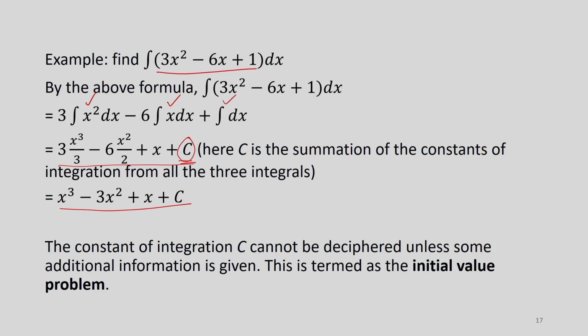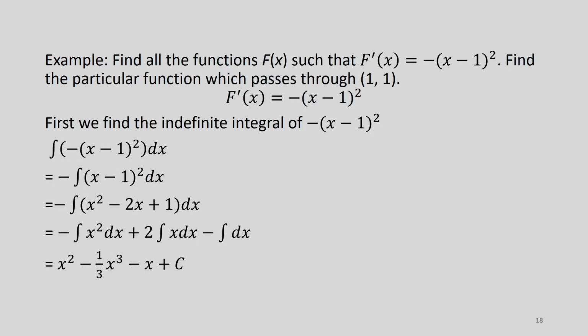Okay, the constant of integration c cannot be deciphered unless some additional information is given. This is termed as the initial value problem. Right now, c is just an arbitrary constant, we cannot say anything about the value of c. So, to understand what will be the value of c, we need a certain condition, some additional information, and this is termed as the initial value problem.